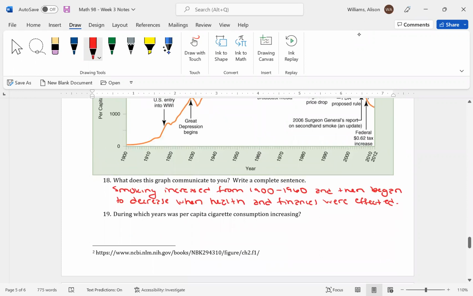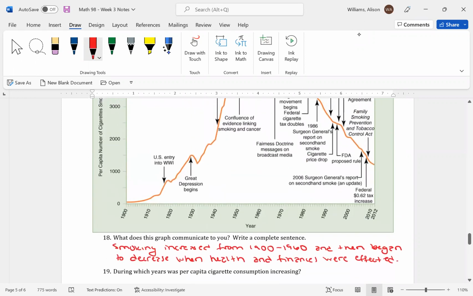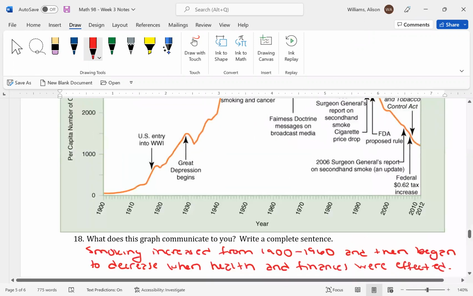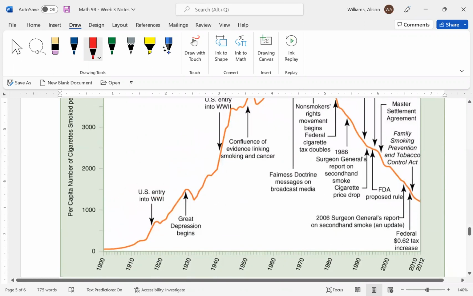So during which years was the per capita cigarette consumption increasing? Well, definitely from 1900 up until, wow, that's hard to see. I wish I had a ruler. 1900 to like 1919 or so. And then it started increasing again from 1920 to 1930. And then it started increasing again from maybe 1933 to maybe 45.